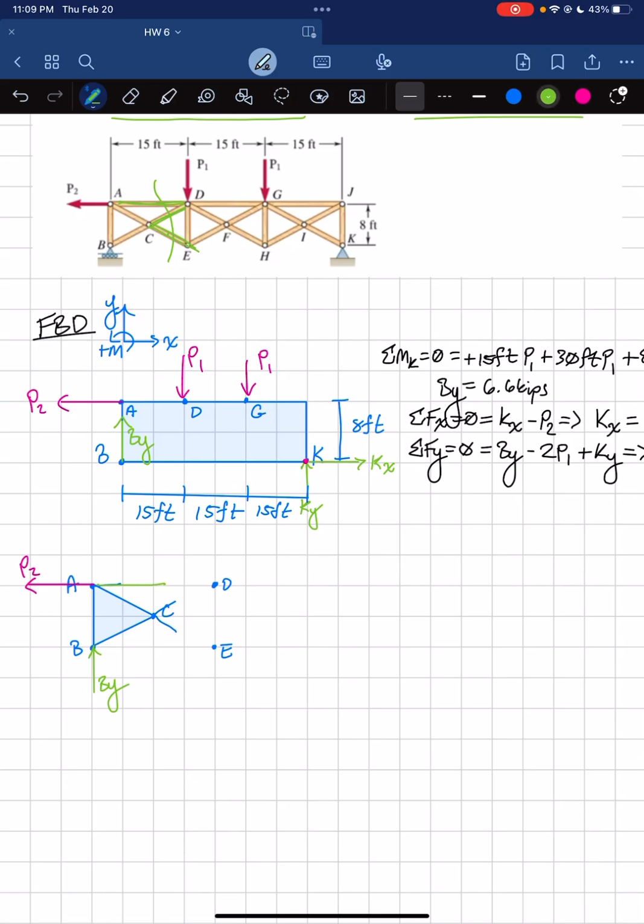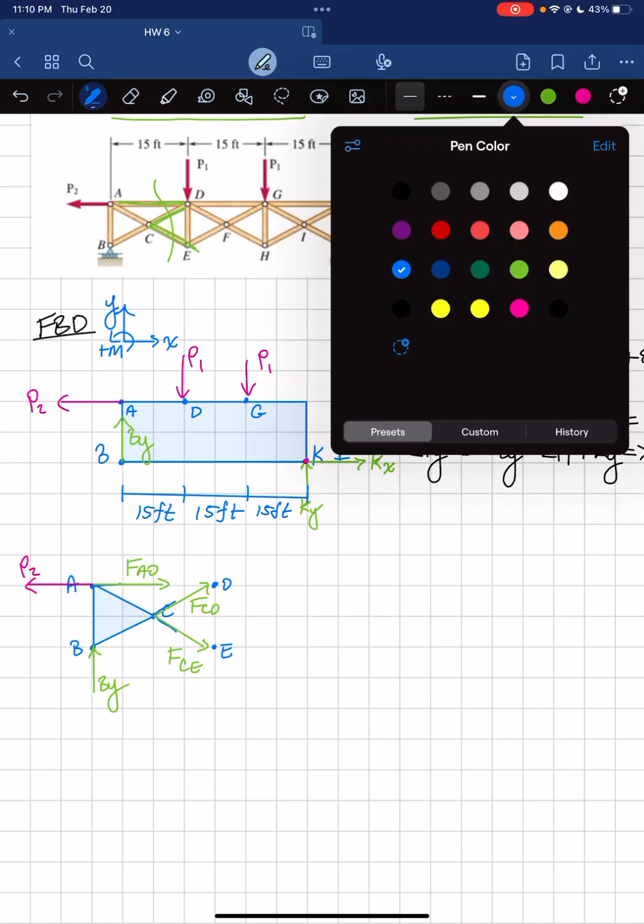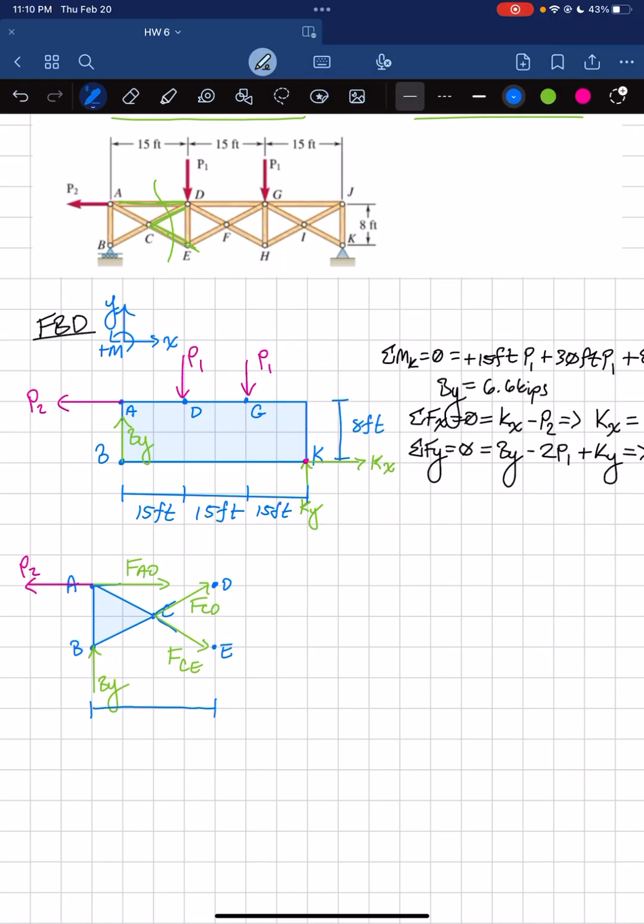And then we also have the member forces here, FAD, FCD, and FCE. All right. And then what we can do is I'll also draw out the distances real quick, 15 feet. And then since this is the intersection point between two straight beams, we can divide this in half. We get that this is 7.5 feet. Same here, where we have 8 feet and then 4 feet.